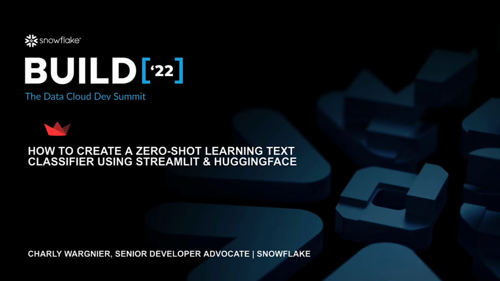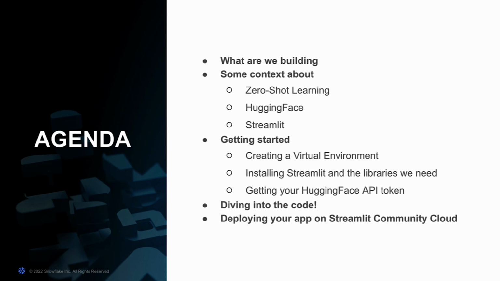Welcome to my talk, How to Create a Zero-Shot Learning Text Classifier using Streamlit and HuggingFace. What's the agenda today? First of all, I'll show you the cool stuff we'll be building. Then I'll give you some context about Zero-Shot Learning, HuggingFace, and of course, Streamlit. And then we'll get cracking.